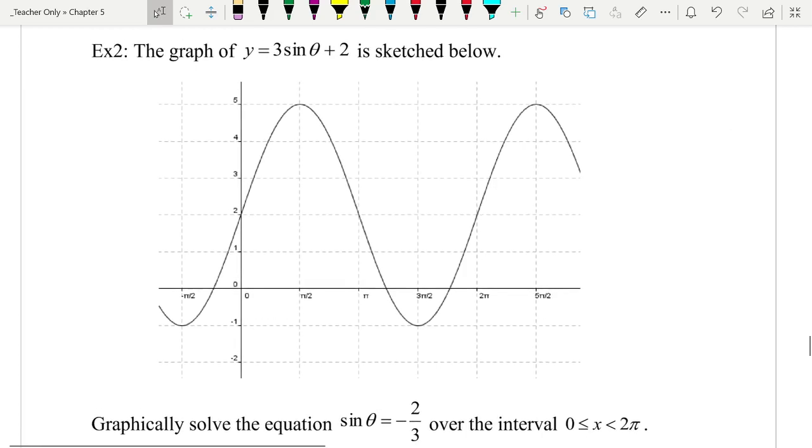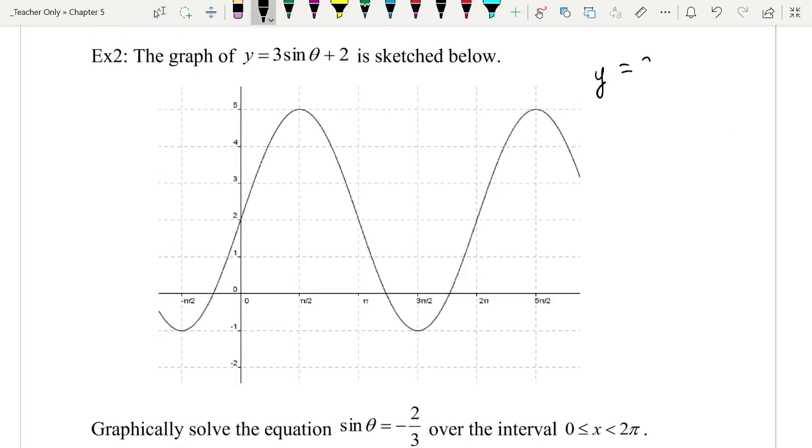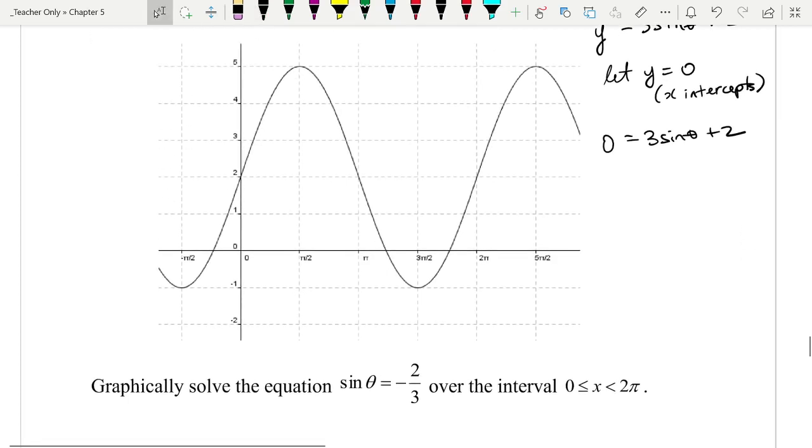If I take this equation, y equals 3 sine theta plus 2, and I let y equal 0, what do you know about where y equals 0? Y equals 0 is the x-intercepts. Then I get 0 equals 3 times the sine of theta plus 2. And notice, subtract 2 and divide by 3. That is what we're looking for.